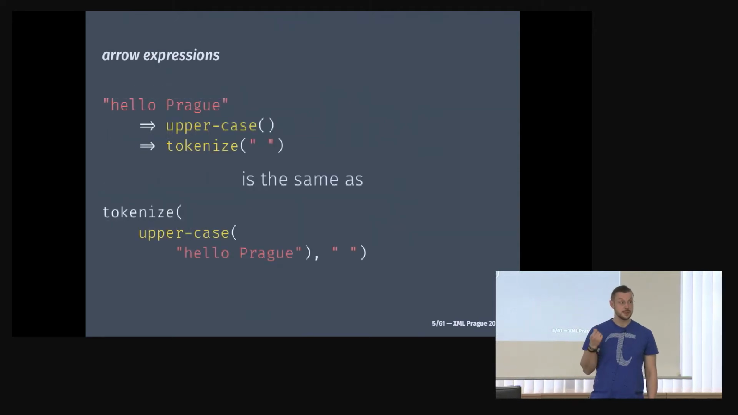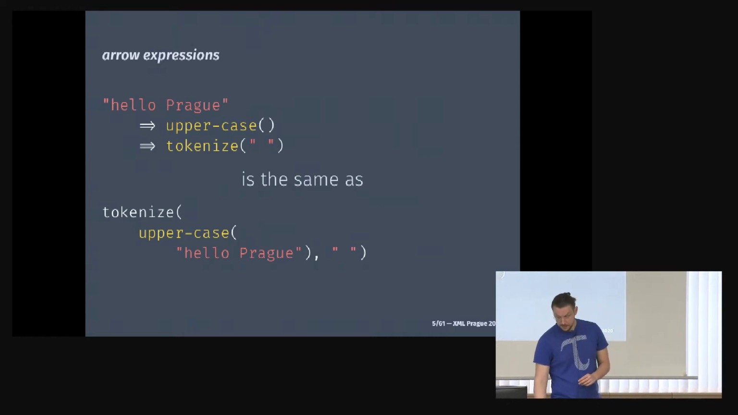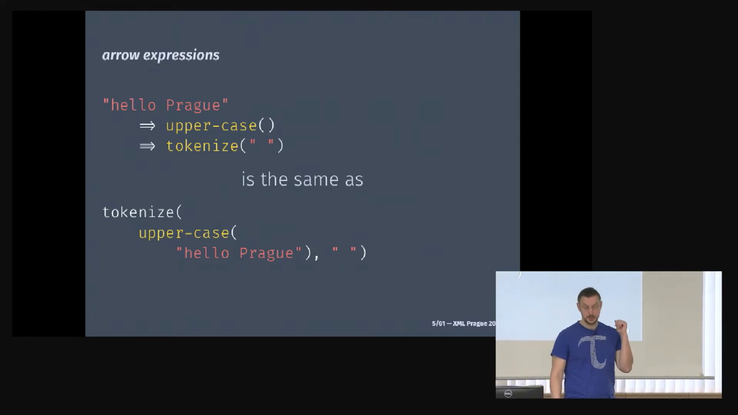So this is an example that you see here. We take the string hello Prague and put it into a function called uppercase and then tokenize it, which would be the same as calling them in the traditional way of wrapping all these function calls after another. I think the upper one is fairly more usable. And this is why I looked more into that, because I thought, yeah, this looks like a good feature.